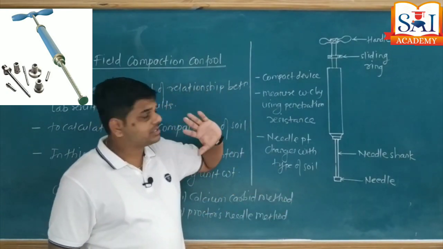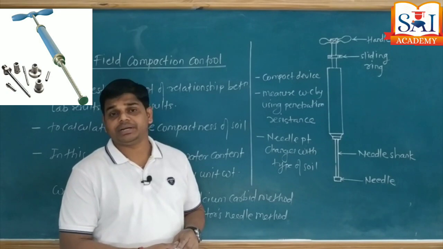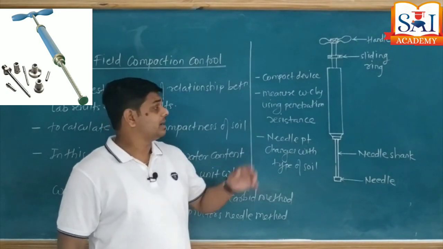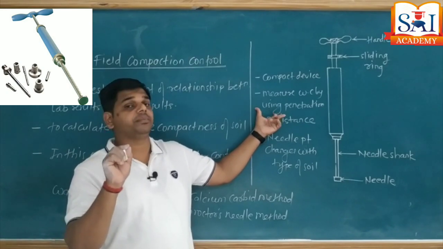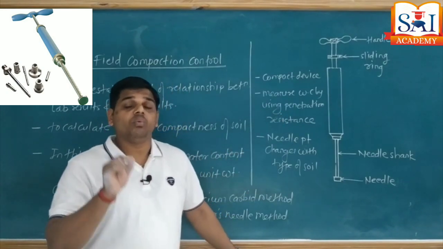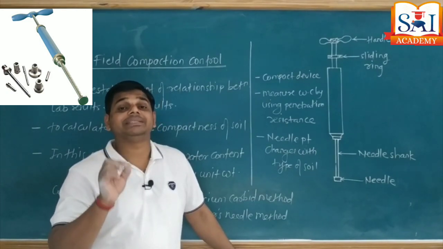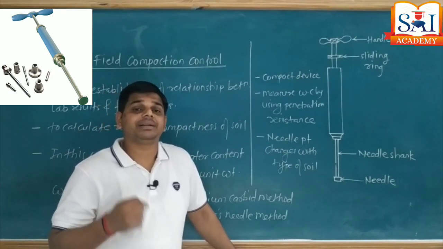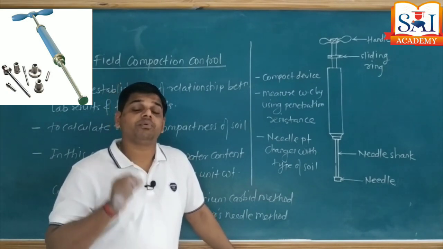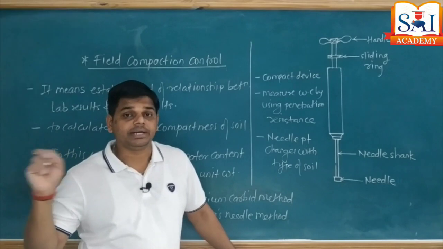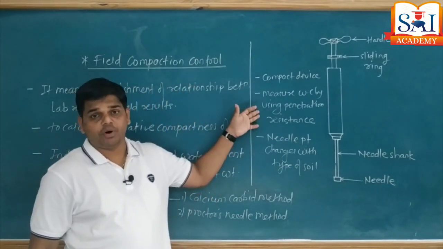Okay, so how is this compact equipment going to help us find out the water content? That is by using penetration resistance. You mark this point with a different color pen. Proctor needle works on the principle of resistance, meaning how much resistance is offered by the soil against the penetration provides me the value of water content. Now look at the board, how it works. That is very, very important for us.